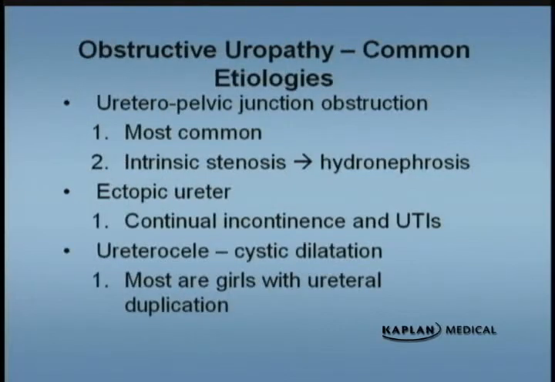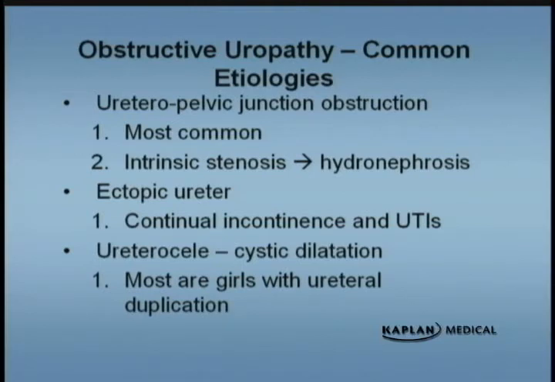Other causes of obstructive uropathy: the most common is the ureteropelvic junction obstruction, and this can lead to hydronephrosis. Ectopic ureters can also cause obstruction. Usually with ectopic ureters you don't have the same sphincter effect, and so you can have urinary incontinence and also urinary tract infections.